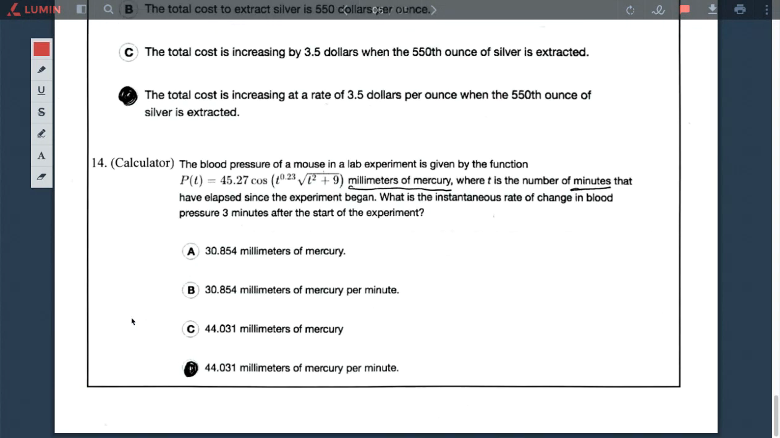Last one. The blood pressure of a mouse in a lab experiment is given by the given function, P of t, millimeters of mercury. So millimeters of mercury is my dependent unit, and the t is the number of minutes, so minutes is my independent, that have lapsed since the experiment began. What is the instantaneous rate of change in blood pressure 3 minutes after the start of the experiment? So instantaneous rate of change, I should be looking for millimeters of mercury per minute. So millimeters of mercury per minute, it's got to be B or D.